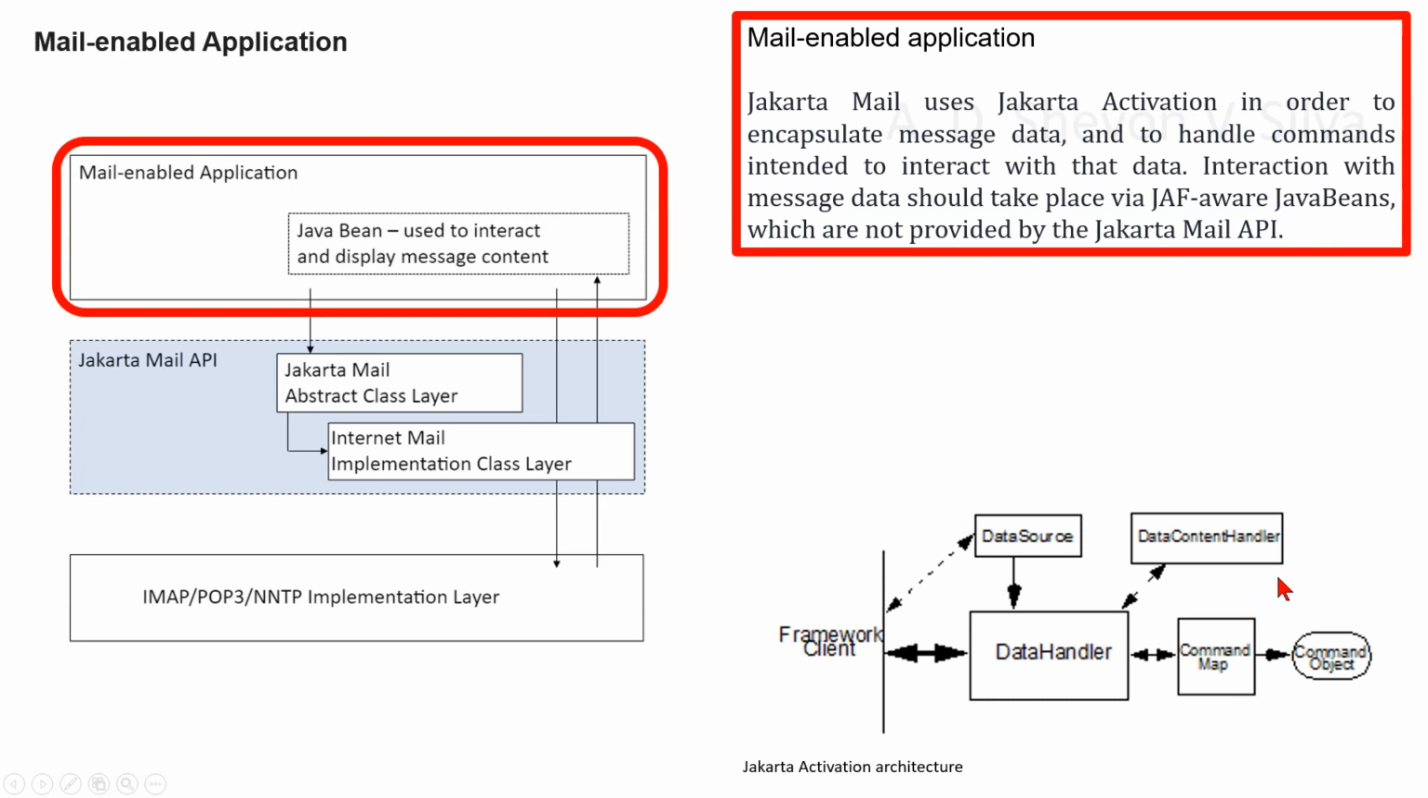A data content handler uses data flavors to represent the data types it can access. The data content handler also converts data from objects into input streams. For instance, if an application needs to access a .gif file, it passes the file to the image GIF data content handler. The image GIF data content handler converts the image object into a GIF formatted byte stream.